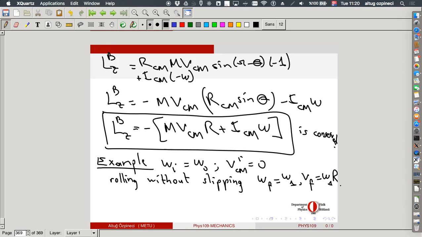So we just use the conservation of this quantity. Initially, it is just I center of mass times omega I. Finally, it is I center of mass times omega 1 plus m r squared omega 1. This omega I is omega 0. So this tells me in just one line what the angular velocity is when the object starts rolling without slipping.